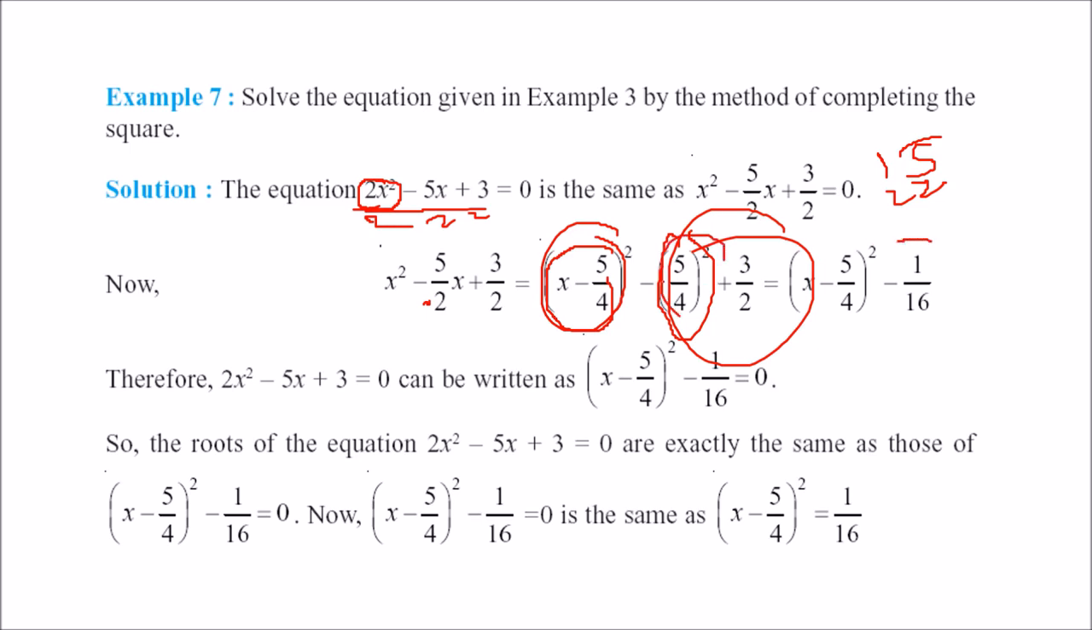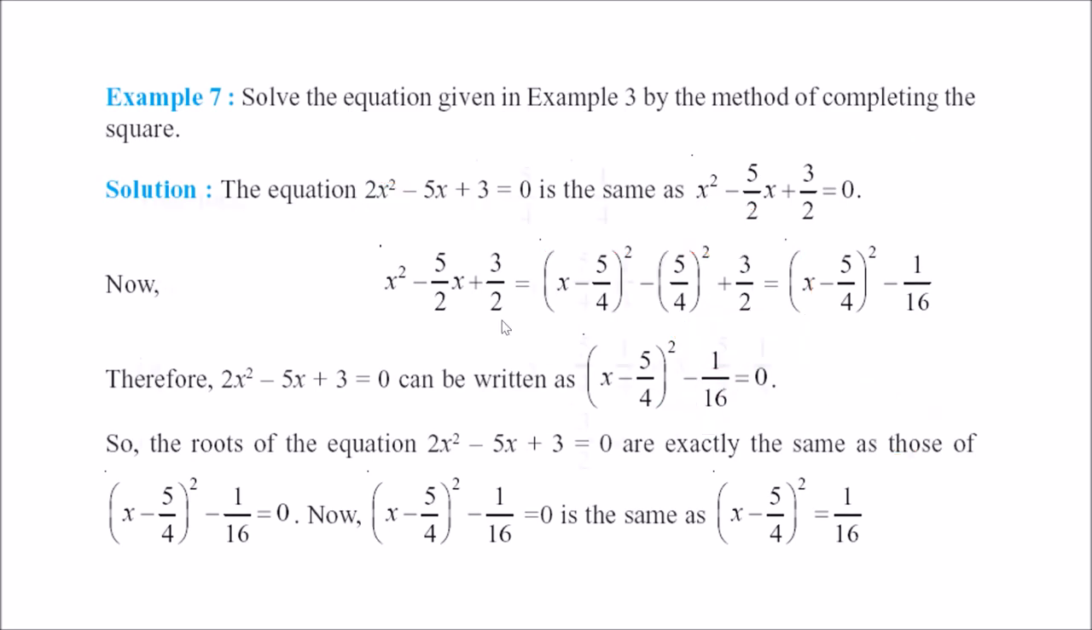You add these two terms, that will be equal to minus 1 by 16. So x minus 5 by 4 will be equal to 1 by 16. One time you equate it with the square root, because 1 by 16 is what? 1 by 4 whole square. So x minus 5 by 4 will be equal to 1 by 4 one time, and x minus 5 by 4 will be equal to minus 1 by 4 at another time.